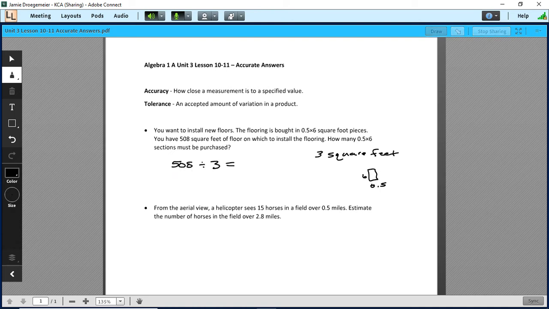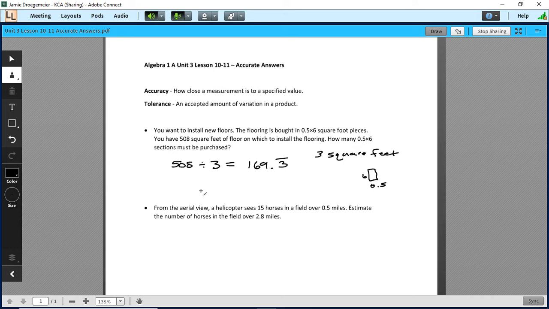508 by 3, and I'm going to do that here real quick, 508 divided by 3, if I put that into my calculator, I get 169.3 repeating. So thinking about putting those pieces on my floor, would I need 169 pieces? I'm not going to be able to buy a third of a piece of flooring. So would I need 169? Would I need to round up to 170?